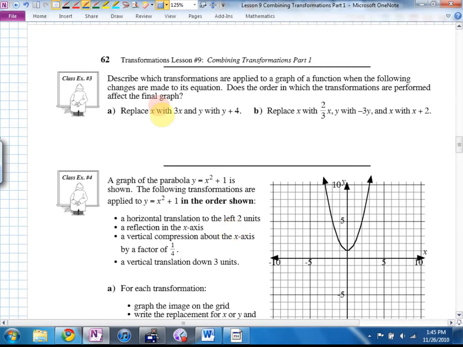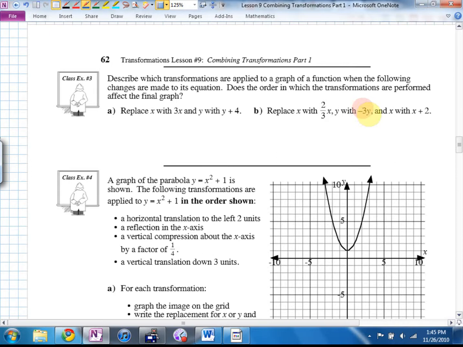Anyways, replace x with 3x. What's this do? Vertical or horizontal? Horizontal, expansion by 3 or compression by 1/3? Compression by 1/3, but I'm going to write that down. Replace y with y plus 4. Vertical or horizontal? Vertical. 4 what? Down. Replace x with 2/3 x. Vertical or horizontal? Horizontal. Expansion by what or compression by what? 3/2. Is that bigger than 1 or smaller than 1? So expansion by 3/2. So you can figure it out, right? Replace y with negative 3y. Two things.